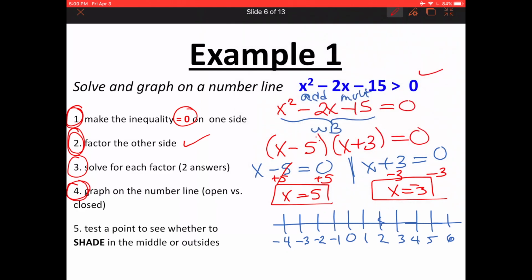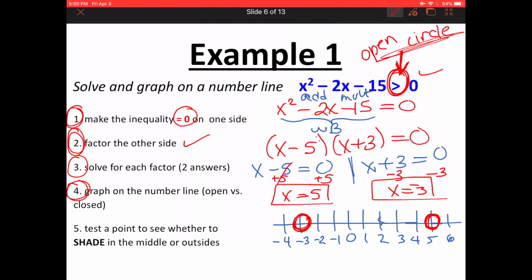So let's graph those answers. So here at 5, I'm going to put a circle. Now should it be opened or closed? This is where I have to look back at the top at my inequality symbol. If it's greater than, that tells me to use an open circle. Okay, so I leave an open circle here at 5. At -3, I also put an open circle.